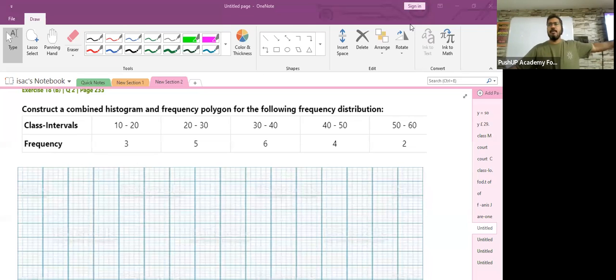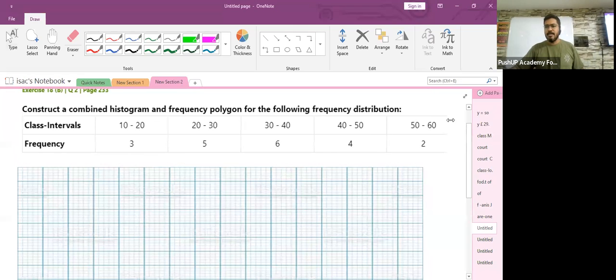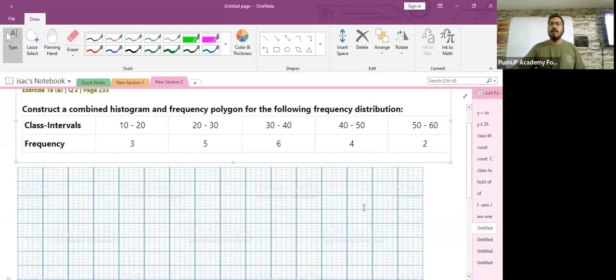Fine. Now everyone's attention should be on the screen. We are going to learn how to create a histogram. You must have already learned this in school.